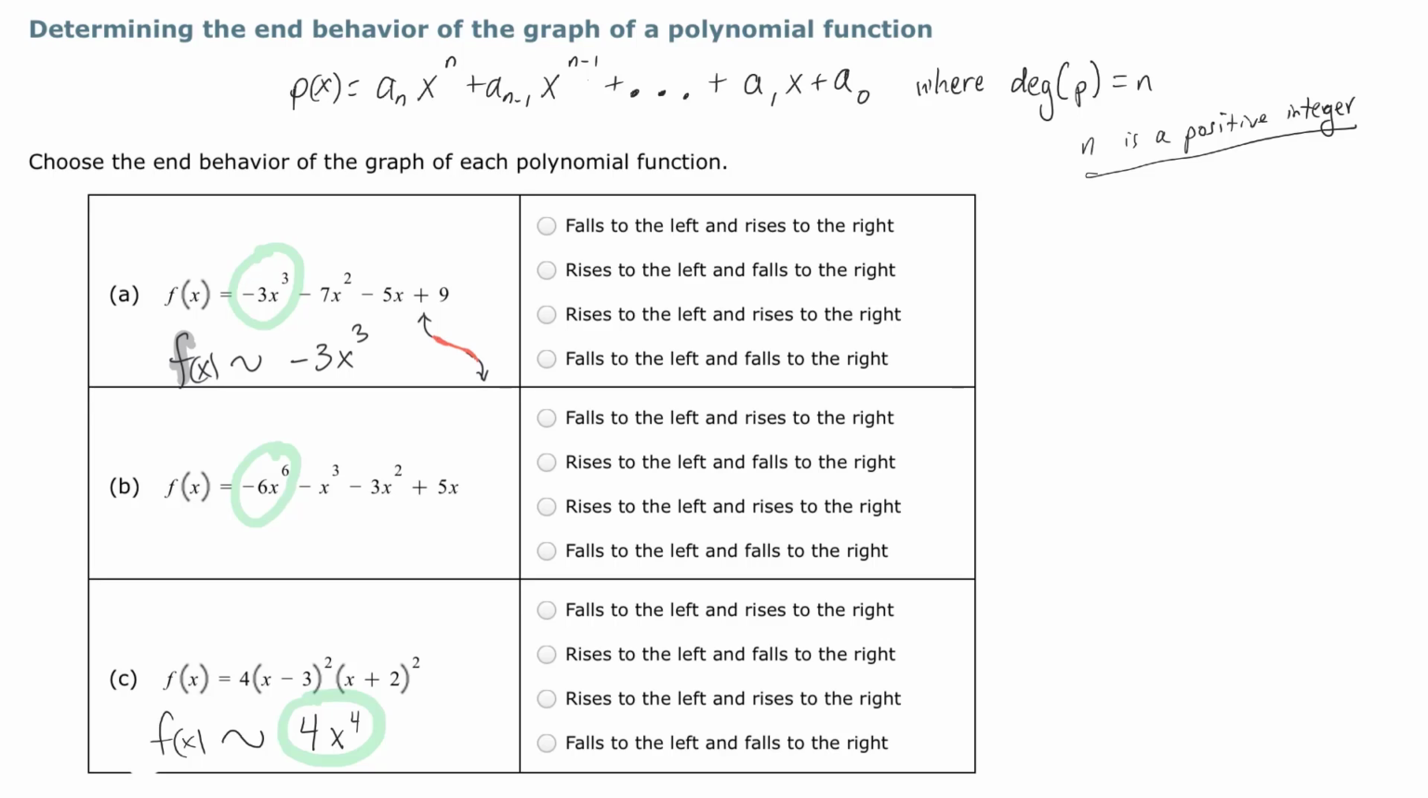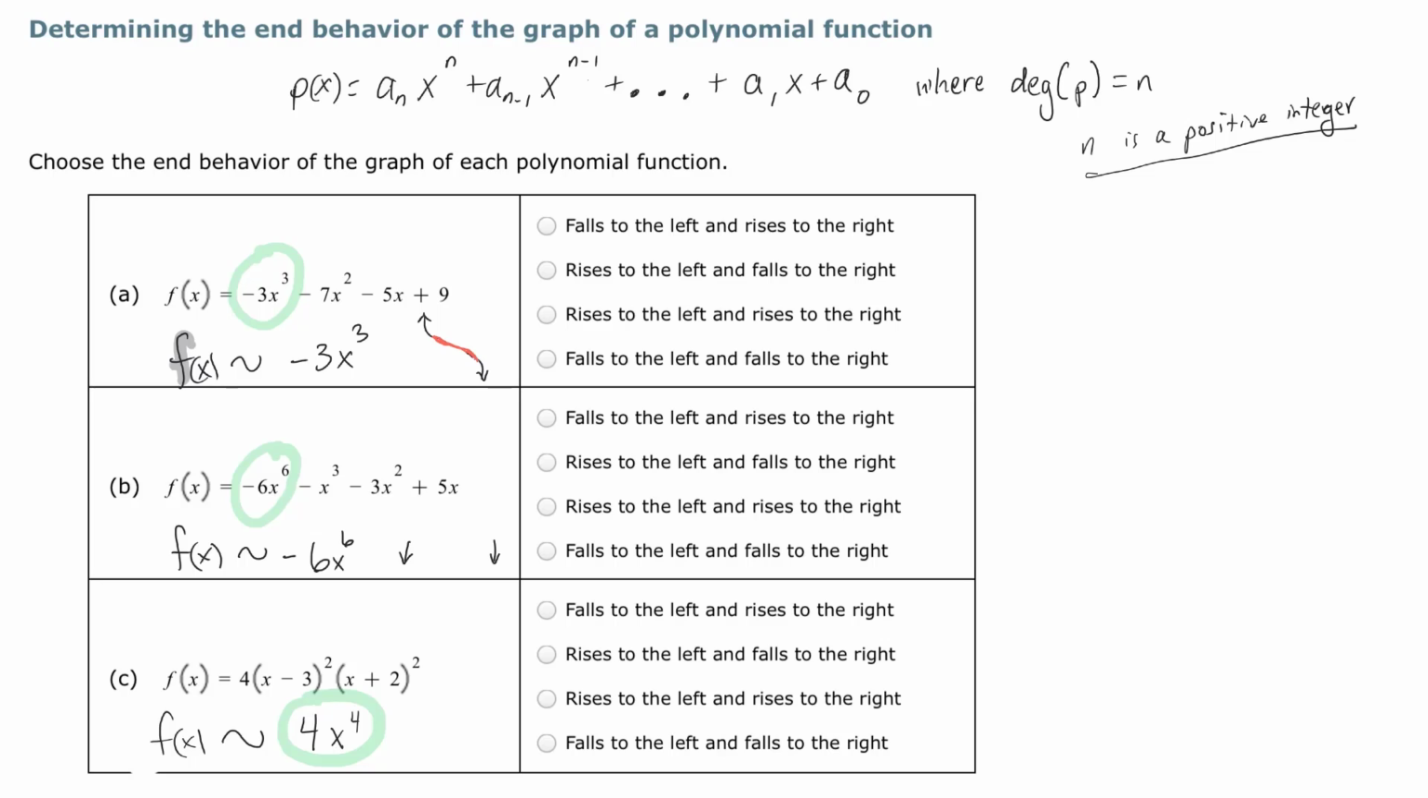Part B, f of x equals negative 6 times x to the 6. What does that look like? That looks like negative x to the 4th. Once again, I'm just going to draw the ends. And because 6 is even, it looks like x to the 4th. Drawing just the ends here, the ends are going to go down on both sides.